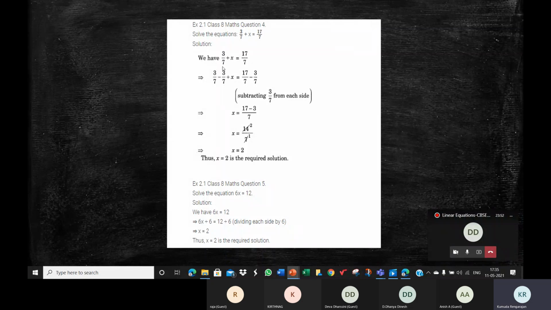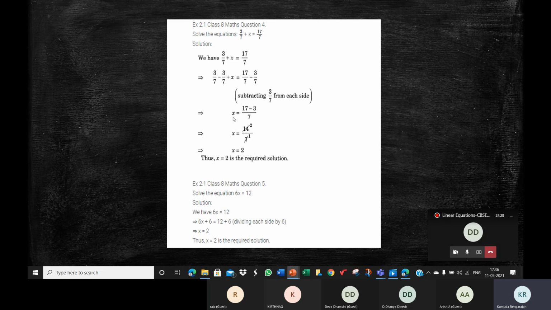Why have we written minus 3/7 on our own? And we do that on both the sides. Minus 3/7 in the left hand side, minus 3/7 in the right hand side. Are we doing the same action on both the sides? We are doing the same action on both the sides. Minus 3/7 in the LHS, minus 3/7 in the RHS. So next, 3/7 minus 3/7 is 0.